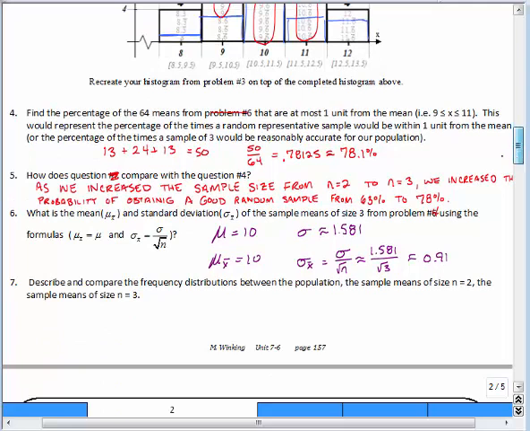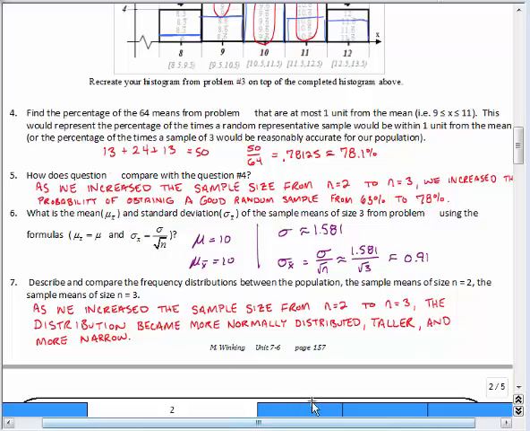All right, describe and compare the frequency distributions between the population, the sample means of size 2, and the sample means of size 3. That's basically what we just said. We said that it becomes more normal and more narrow. So I guess here's how we could sum it up in a statement. As we increased the sample size from n equals 2 to n equals 3, the distribution became more normally distributed. It became taller and more narrow. And those are kind of the key things. And that happens with any population. Doesn't matter what it looks like. The larger the sample size, the more normally distributed the sample means will be, the taller it'll be, and the more narrow. And it is a little bit high level because we're talking about the distribution of the means, the mean of the means, and the standard deviation of the means. So it's kind of a second level. It's a second tier.